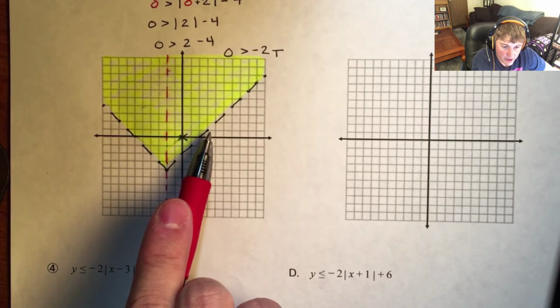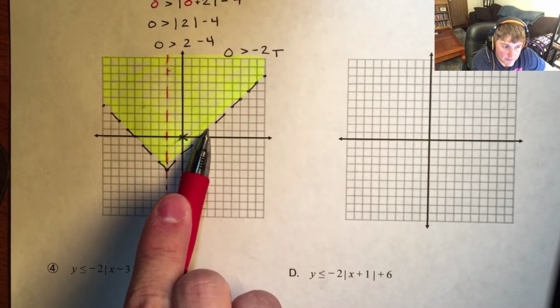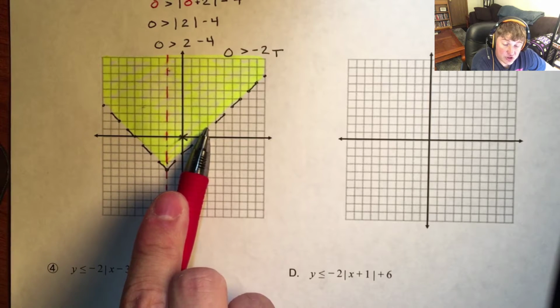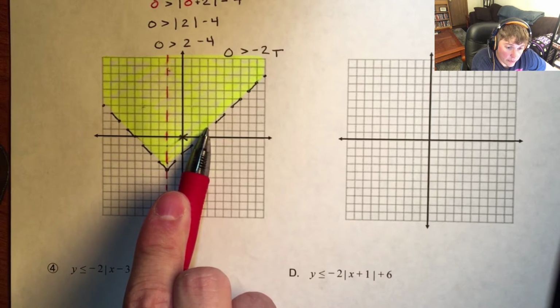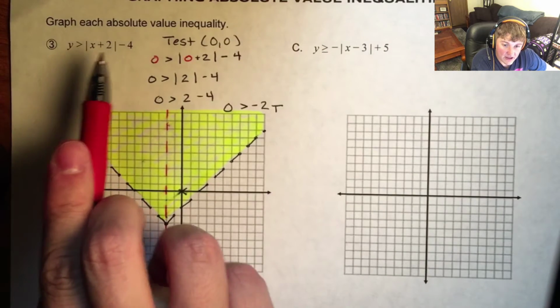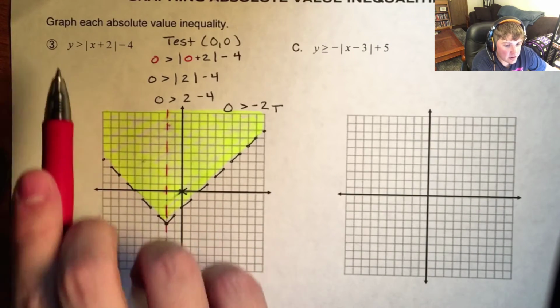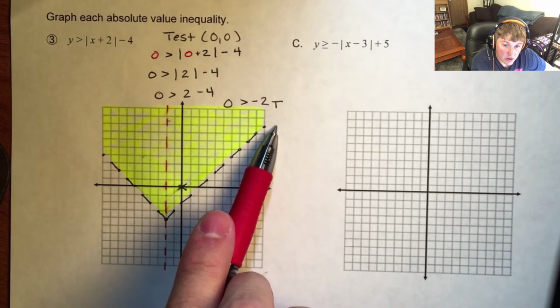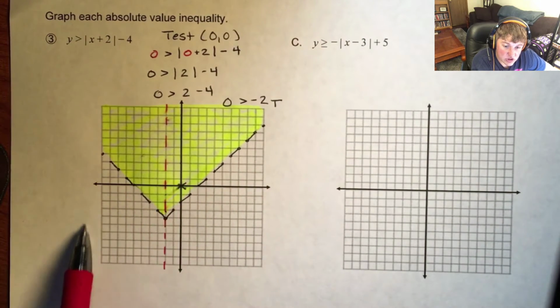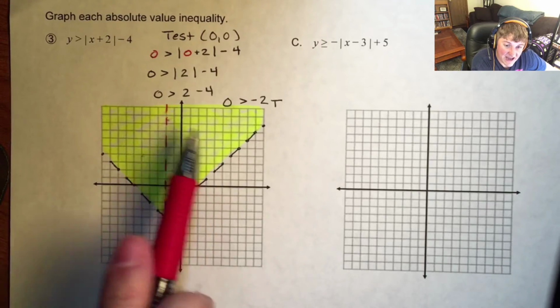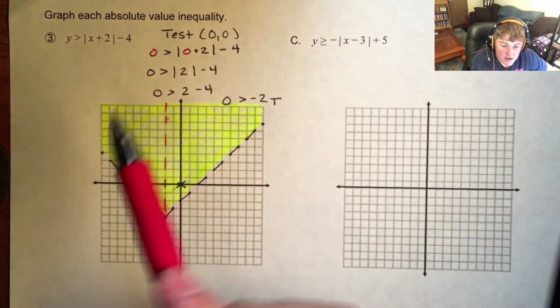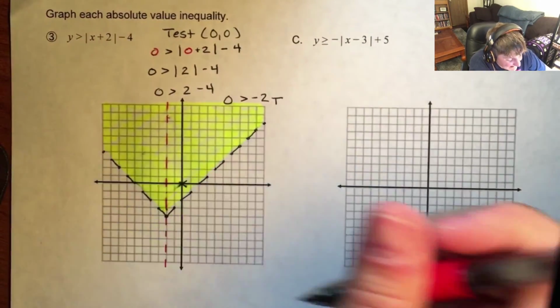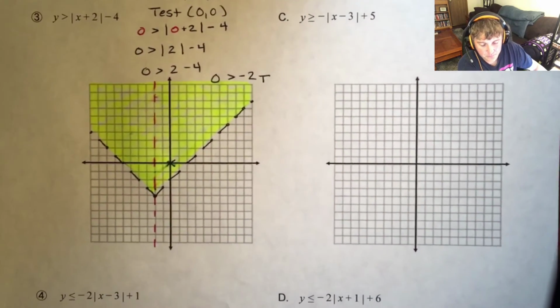What about this point right there on the line? In this situation, it would be no, because it's strictly greater than, not greater than or equal to. This boundary line is when it's equal to. This is when it's greater than. This is when it's less than. But it's not equal to. It's strictly greater than. So a point on the line is not a solution for this one.